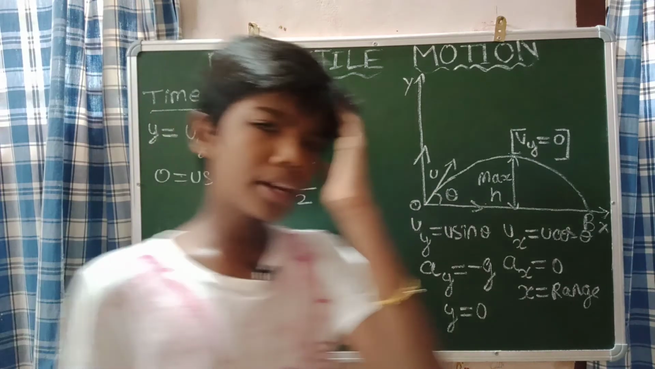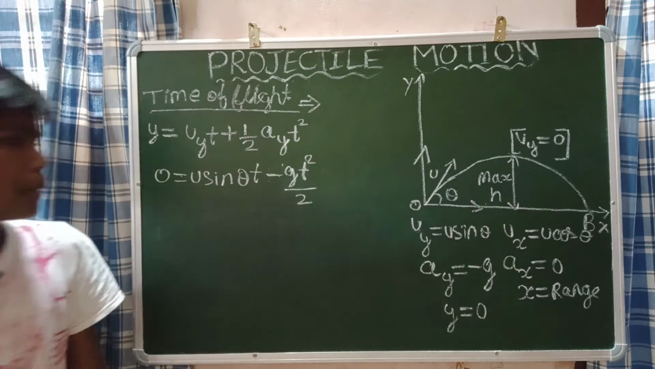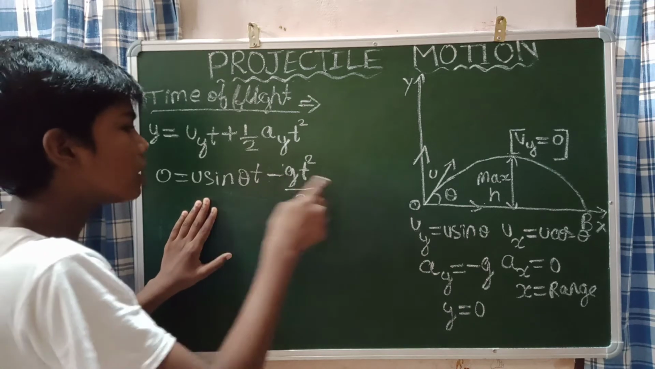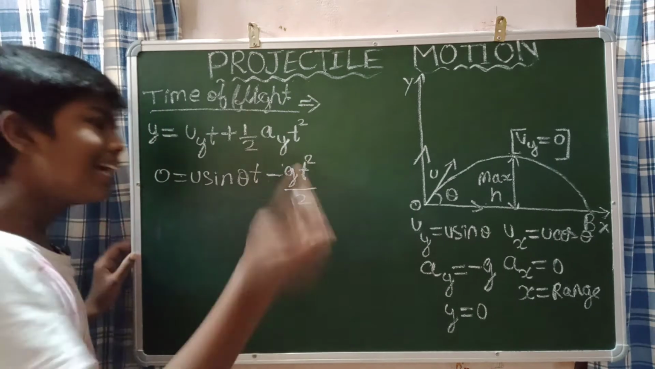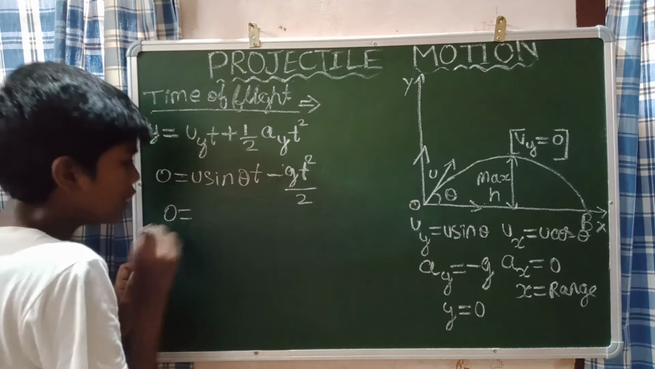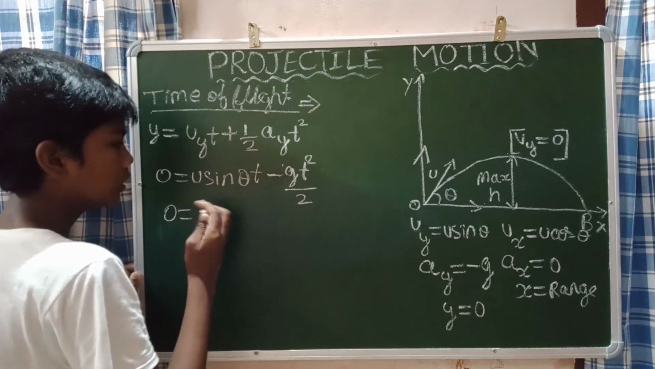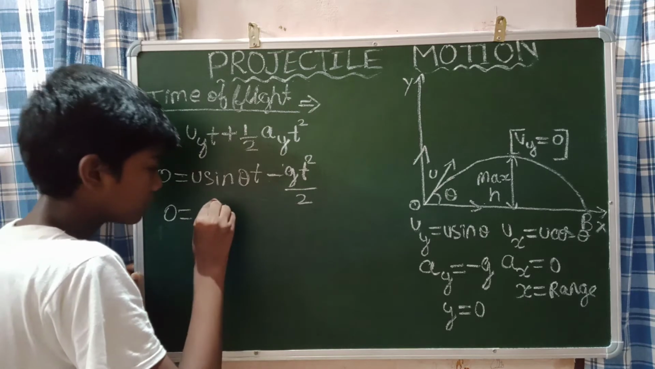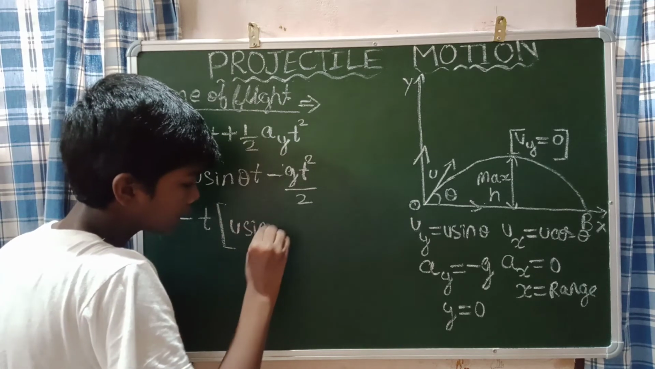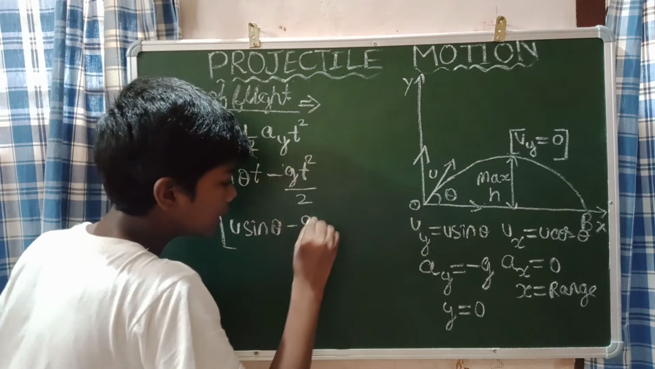Now let me take t common. You can see that t is common in both terms, so we can take one t outside. See carefully, guys. Try to focus. When you take one t outside, the equation becomes 0 is equal to t into (u sin theta minus gt).